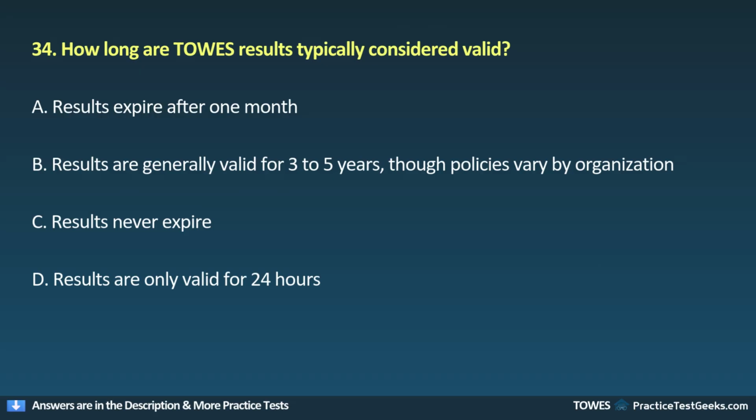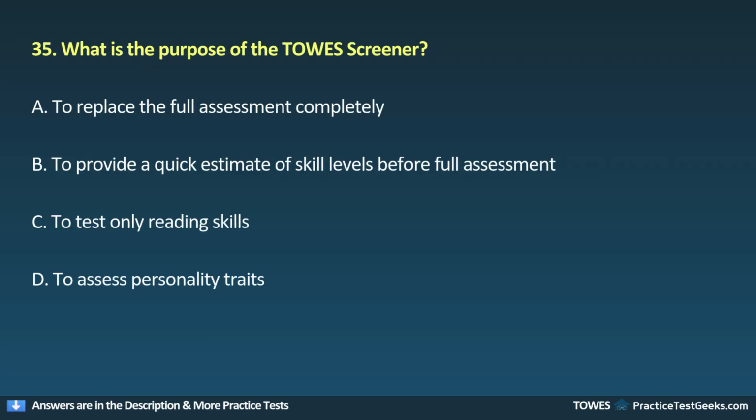34. How long are TOWES results typically considered valid? A. Results expire after 1 month. B. Results are generally valid for 3 to 5 years, though policies vary by organization. C. Results never expire. D. Results are only valid for 24 hours.